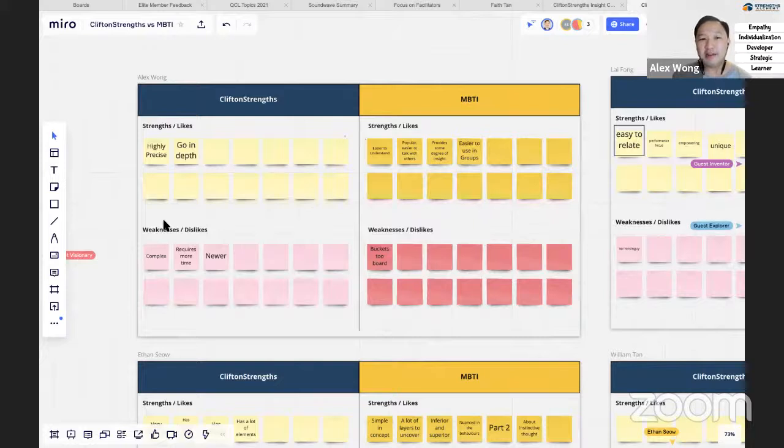MBTI, we find that it's easier to understand. It's just 16 types, and you're looking at pairs, dichotomies. Because it's popular, it's easier to relate and talk to other people. It does provide insights, and it's definitely easier to use in groups. The weakness of MBTI is that the 16 types stereotype people a bit too much. The buckets are a bit too broad for my liking. I like individualization, not too stereotypical. I like it if it can break down into the uniqueness.